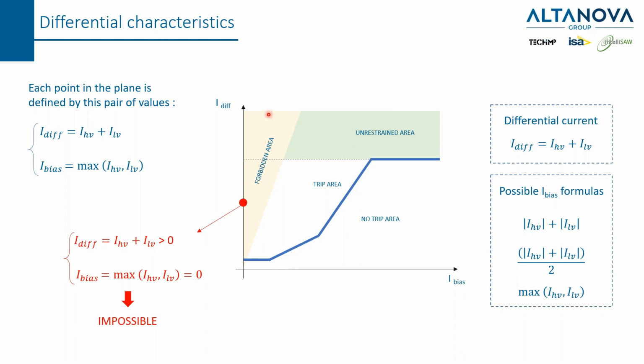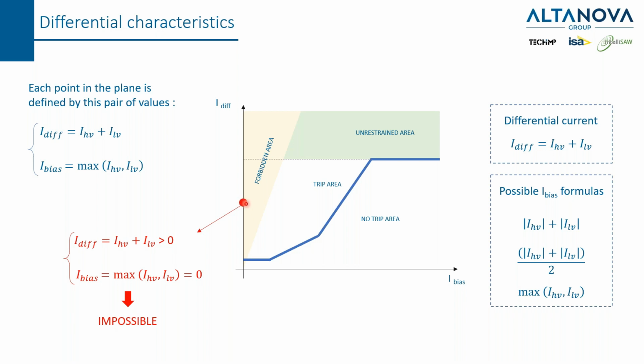And there is also the forbidden area. This is not a name that you will find on the web. It is a name that I decided. Forbidden, why? Because it's not possible to calculate values here. An easy demonstration is this one.